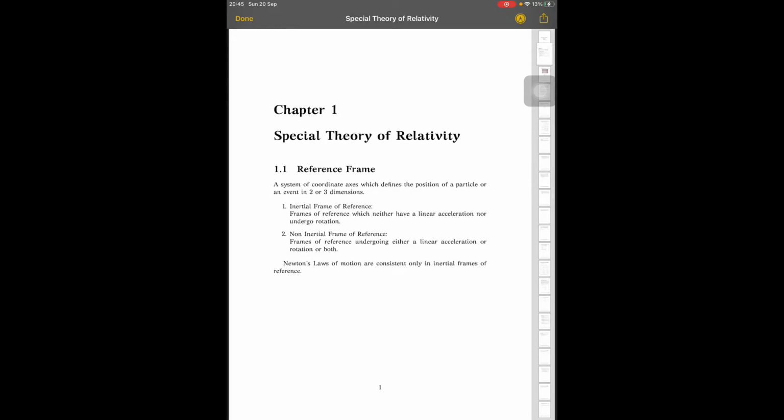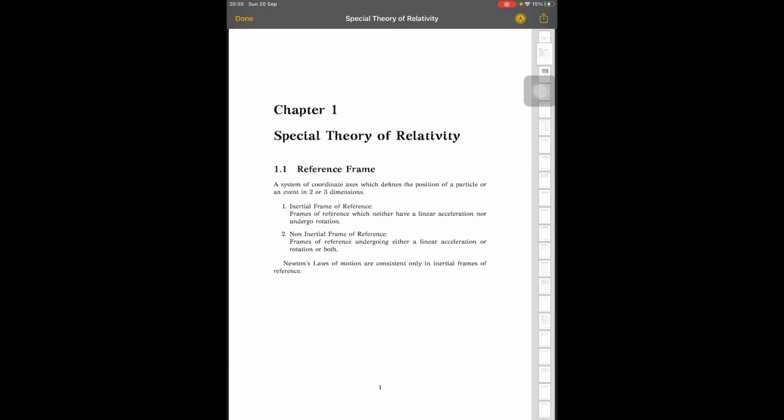Reference frame. What is a reference frame? A system of coordinate axes which defines the position of a particle or an event in 2 or 3 dimensions. Now, what does that basically mean? Let us take Cartesian coordinates x, y, and z axis with O as origin, and let us take a point object A with coordinates x, y, and z. Now, this Cartesian coordinate is a reference frame because it tells us the position of particle A.